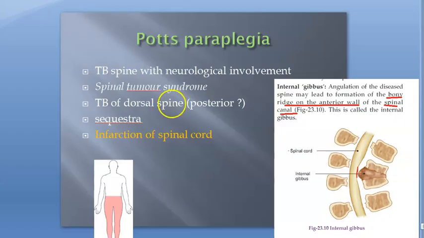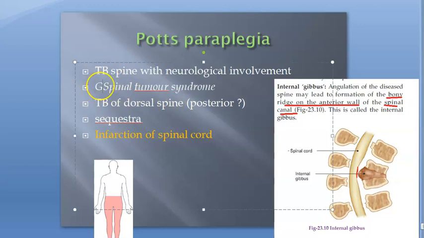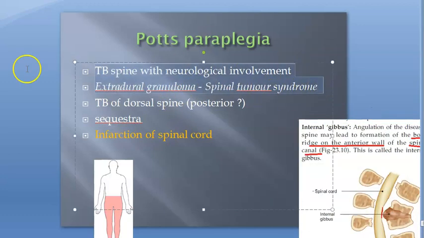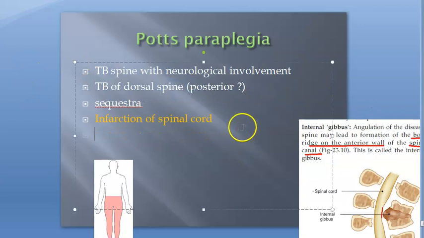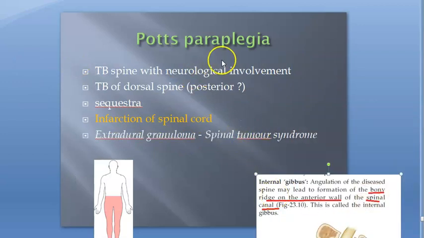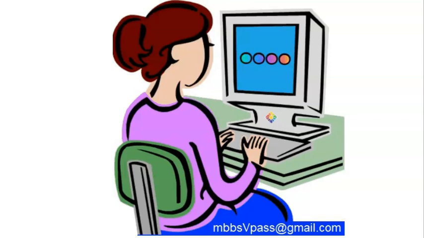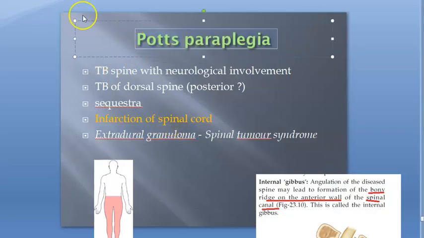These people may have a granuloma. So an extradural granuloma can be there. That may mimic some kind of spinal tumor. So that's why they are calling this condition a spinal tumor syndrome. Why are they calling this a spinal tumor syndrome? Because there could be an extradural granuloma, which gives the clinical picture of a spinal tumor. But is it a spinal tumor? No, it's just a granuloma, because tuberculosis is causing a granulomatous disease. Very good.